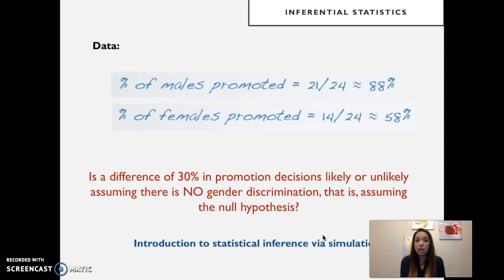So I'll see you there, and this is it for lecture. Now we're going to do a hands-on activity to figure out whether we should take a 30% difference as something to trust, or if it's likely due to chance. All right? See you there.